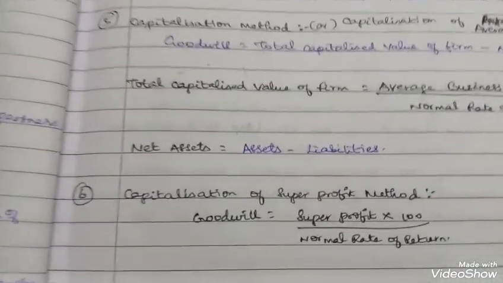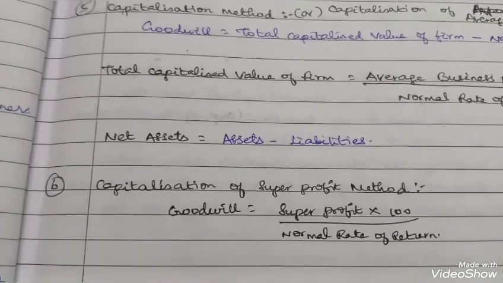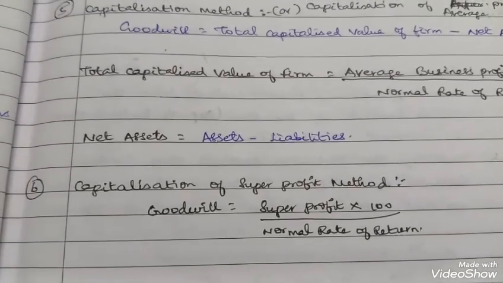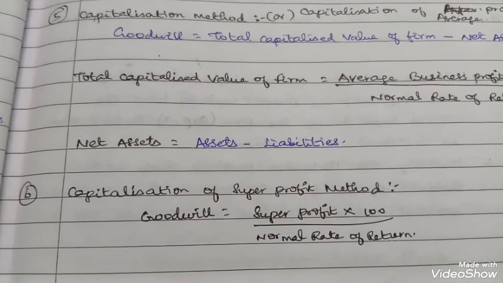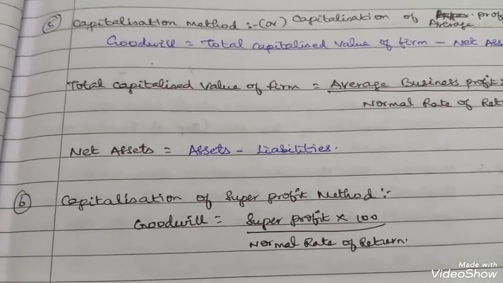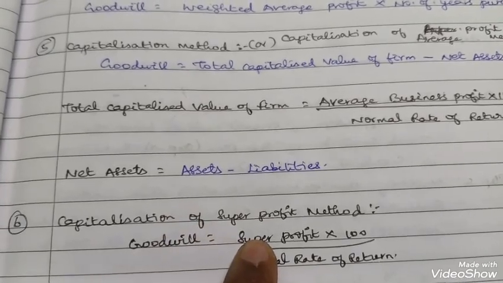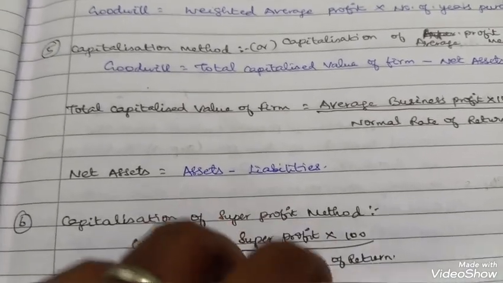Then the next formula is the capitalization of super profit method. The goodwill is equal to super profit into 100 divided by normal rate of return. We already know how to find out super profit, so it's very easy to calculate.